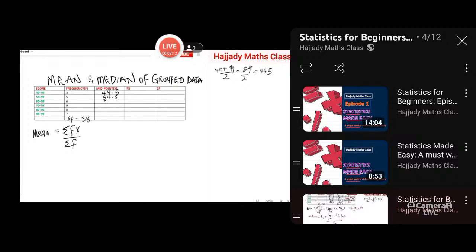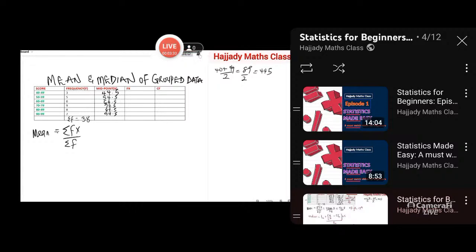54.5. This is easy to know, just add 10 to it since it is at equal interval. And this is going to give us 74.5. This is going to give us 84.5. And this is going to give us 94.5. So that is our midpoint.